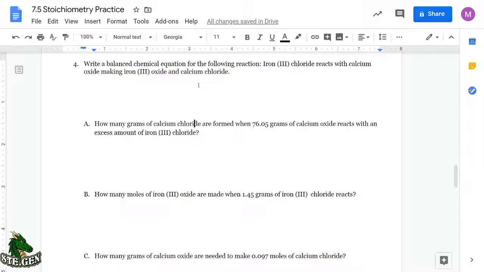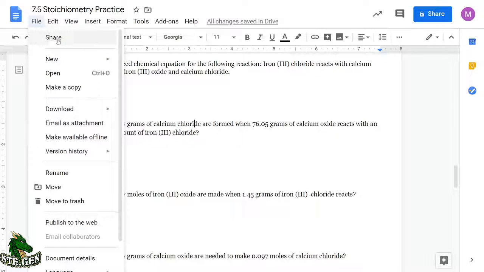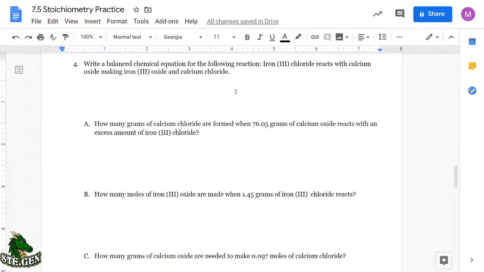And then there'll also be a couple of other things about making sure people know how to submit links. Remember, you can't just copy and paste your URL when you turn in this stoichiometry practice worksheet. You will actually need to go to this file and share button and get a shareable link to be able to share it with me.